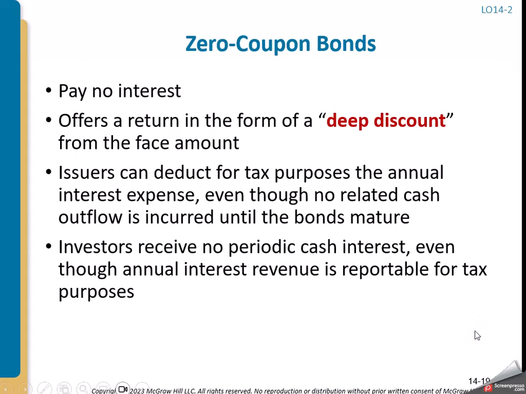Now you can have zero coupon bonds where they are just sold at a very deep discount. Say they sell them at like $450, and after 10 years you get $1,000 back. So they pay you no interest. If you get your $1,000 back at the end, then you are going to make money on that deal.